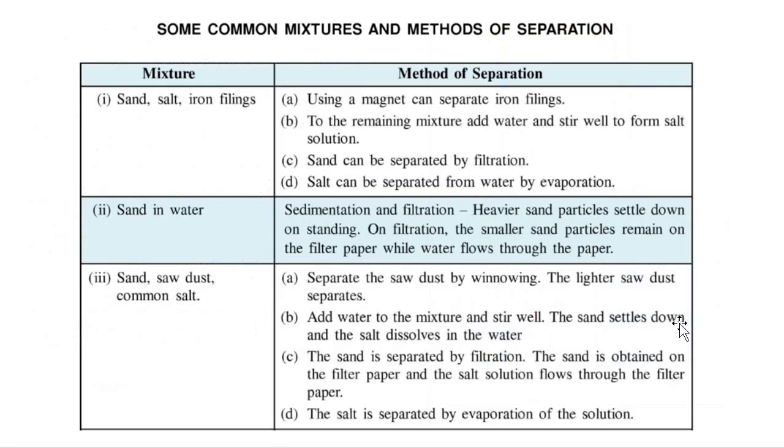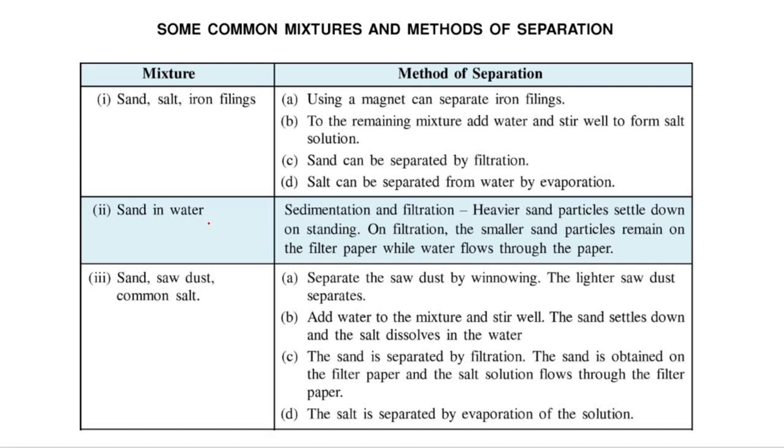Fine. Now before I end, let me very briefly talk about some common mixtures and methods of separation. If you have a mixture of salt, sand and iron filings, then we can separate them using a magnet. Using a magnet we can separate the iron filings. To the remaining mixture, add water and stir well to form salt solution. Sand can be separated by filtration, and then salt can be separated from water by evaporation. So these are the 4 steps, A, B, C, D.